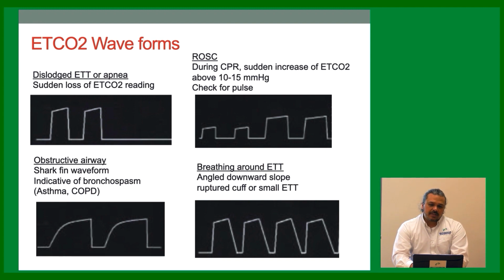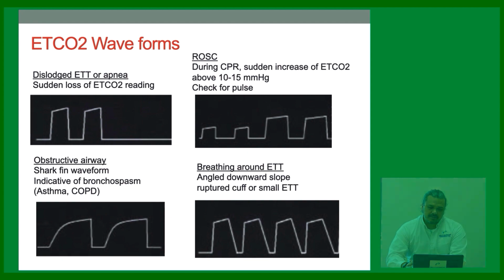During ROSC, you'll see this sudden increase. So if we're doing compressions, 10 to 15, and all of a sudden we get an end-tidal of 32, it shows that they're actually breathing on their own, and you've got spontaneous circulation back. And also another one, breathing around the ETT, we'll see this kind of angled downward slope for an adult that has an ETT that's too small, or children usually have a cuffless ETT, and you may see this.